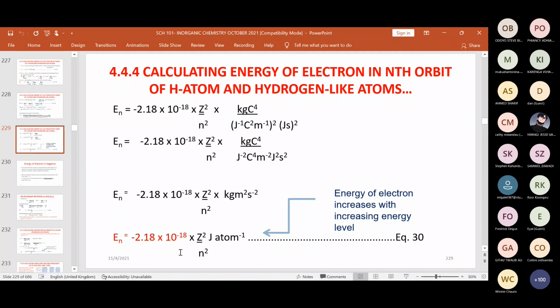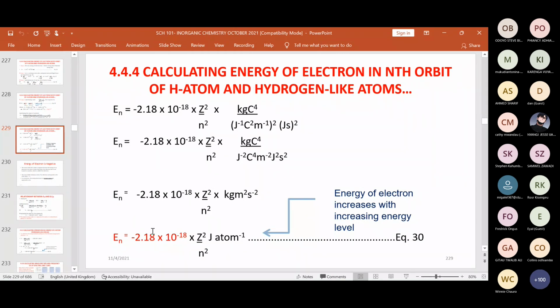So in a particular element, we can use this equation to calculate the energy of an electron. You remember that the element will be identified by its atomic number, which is the Z value. So for hydrogen, Z is 1. Z is dependent on the type of element. Once you know the element, you use its value of Z, and now you look at the energy level in which the electron is, which will affect the value of N. So that is what you need to know.